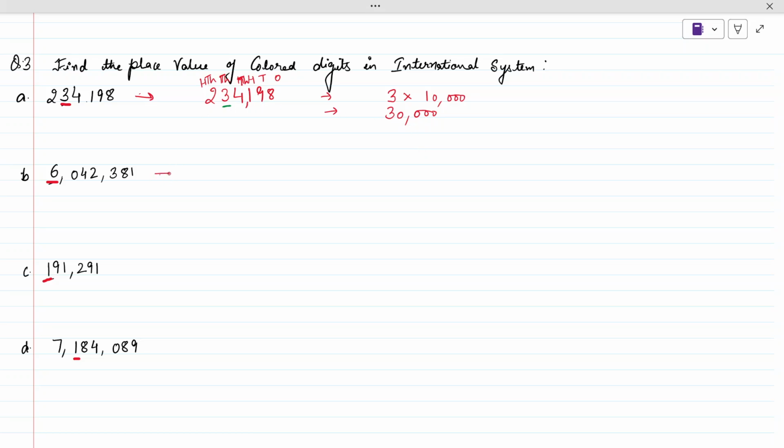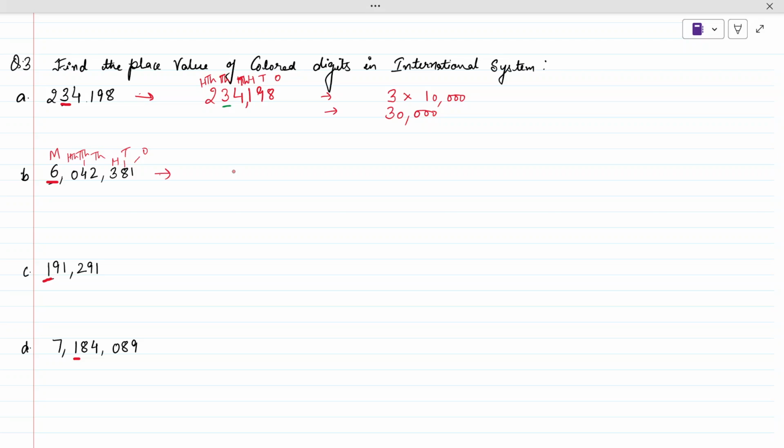Same way we will do the next one. We already have commas here, so let us identify the places right here. 1 is present at the ones place. Then we have tens, hundreds, thousands, and at the ten thousands place we have 4. At the hundred thousands place it is 0, nothing is there. And then we have the million place, where we have 6. We have to find the place value of this 6 only.